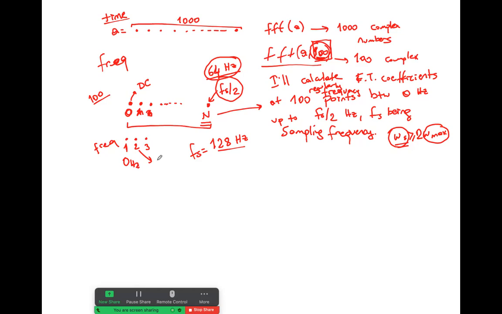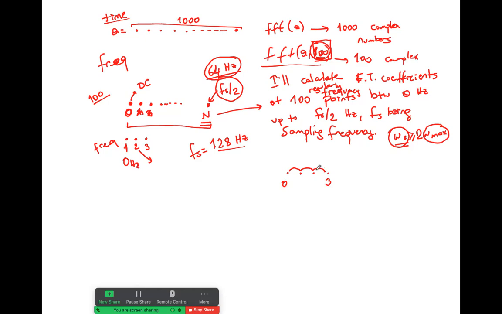Nasıl yapıyoruz? Bakın, let's say this is 0. This is maximum 3 Hertz. What is my spacing here?